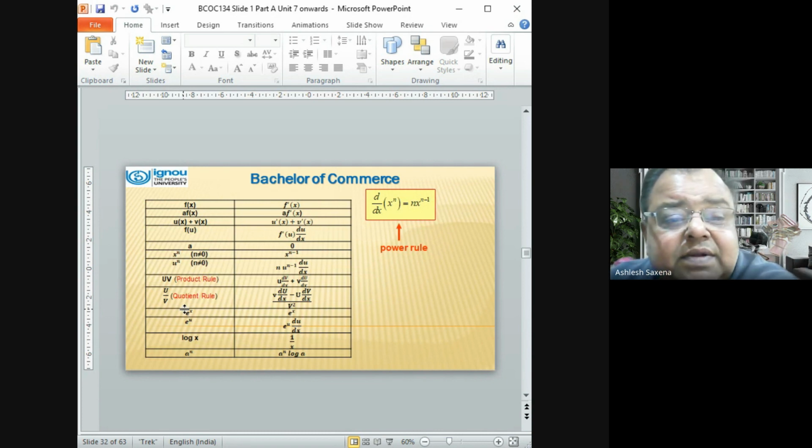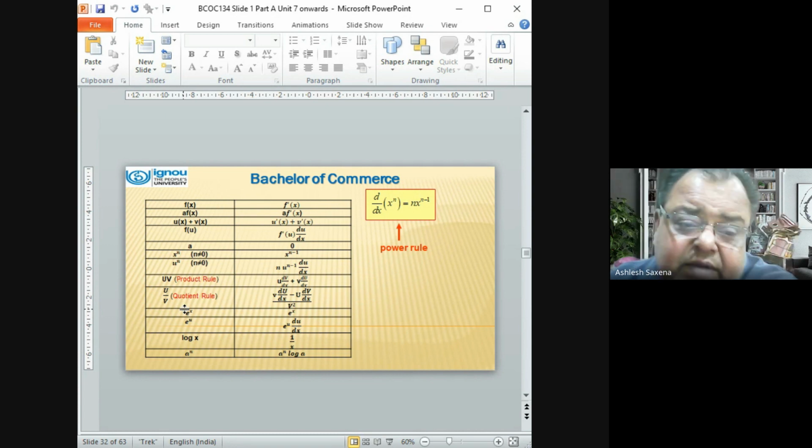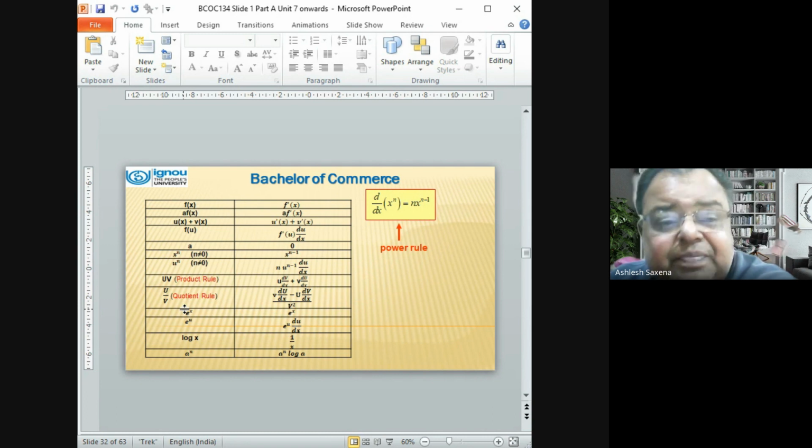Your function will be denoted by f(x) and your derivative will be denoted by f dash x. If your first function is a f(x), its derivative will be a f dash x. If you have two functions in addition, they will be differentiated individually. If you have f(u) and you have to find f dash x, then it will be f dash u into du by dx. That is the chain rule. Derivative of a constant is 0. Anything in terms of x raised to the power n, that is the universal formula, known as the power formula. It is again given over here in this box form.